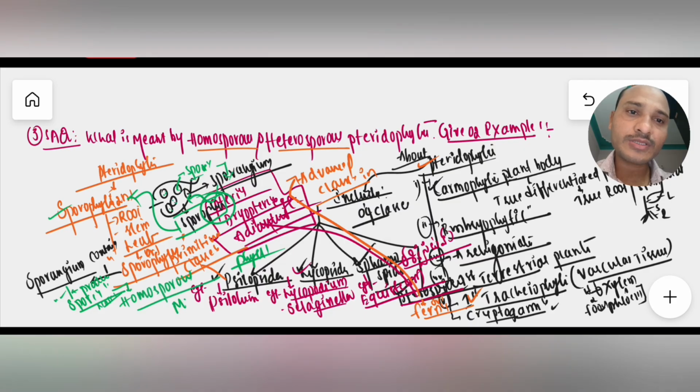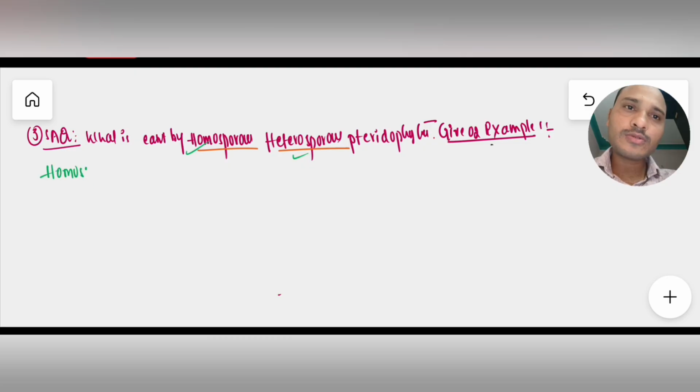Majority of pteridophytic spores are homospores, which means they have only a similar kind of spores. Homo means same, so only similar kind of spores they contain. What exactly are homosporous and heterosporous? These are all introduction regarding pteridophytes. No need to write all these things. So, definition for homosporous and heterosporous.